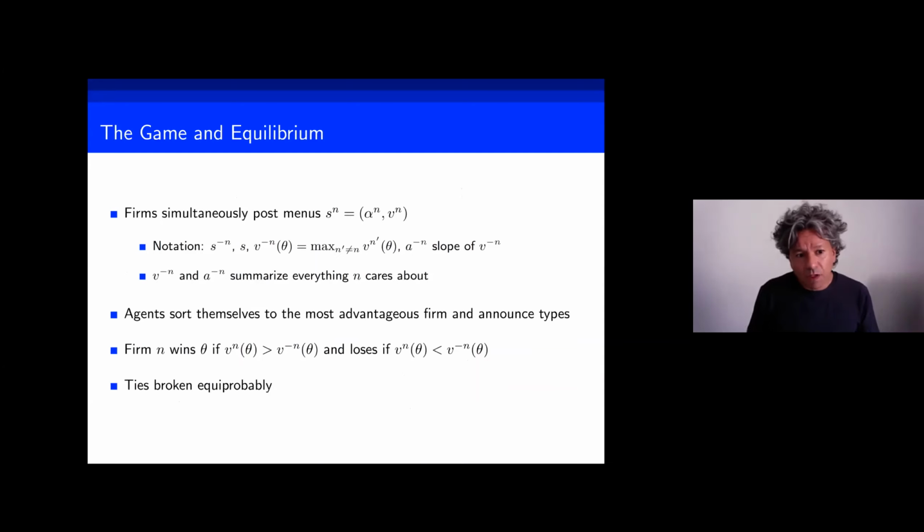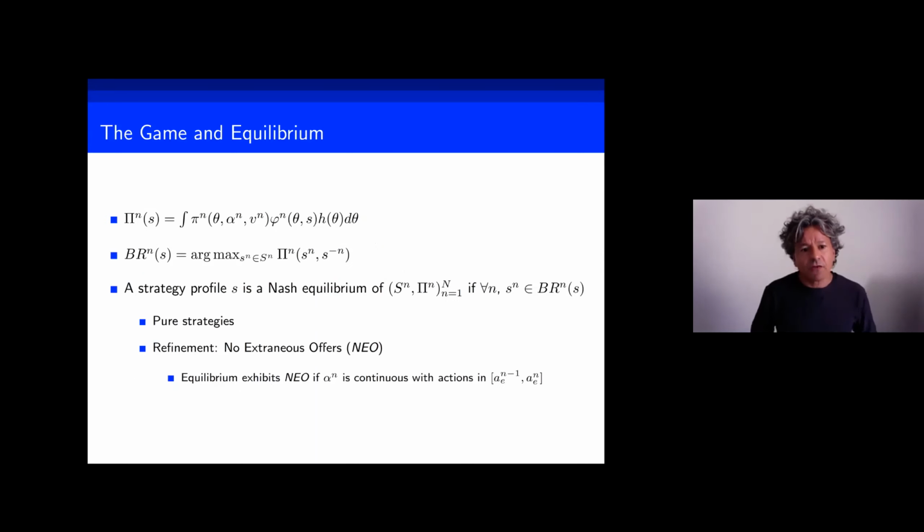Now, the game is fairly simple. Firms will simultaneously post menus, s_N of alpha and V_N, and agents will observe the menus, sort to the firm that offers the contract that each of them likes the most, and announce their types. And we are going to say that firm N wins the type theta if it offers to that type a surplus that is strictly bigger than what the rest of the firms offer. This V naught N is the maximum of other firms here at type theta, and it loses that type if you have the strict inequality in reverse. And we assume that ties are broken equiprobably here.